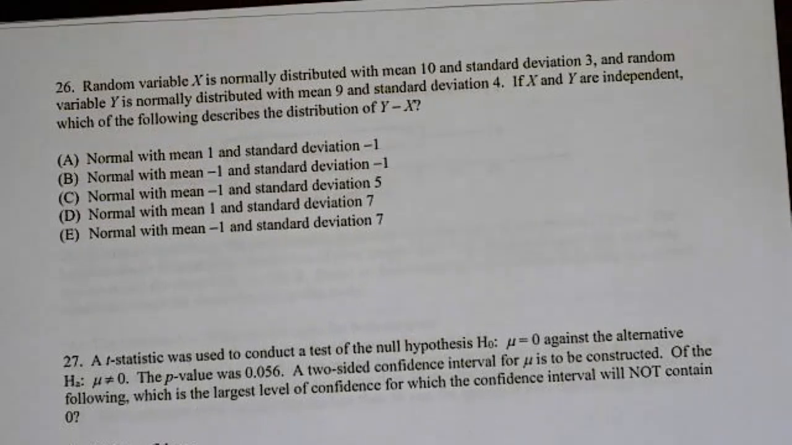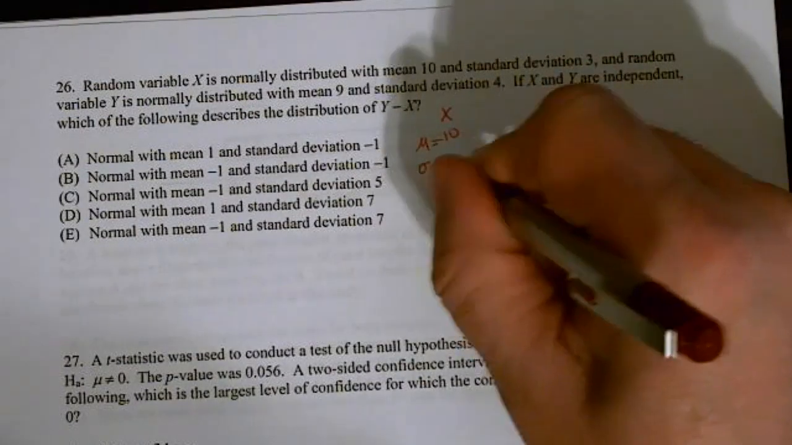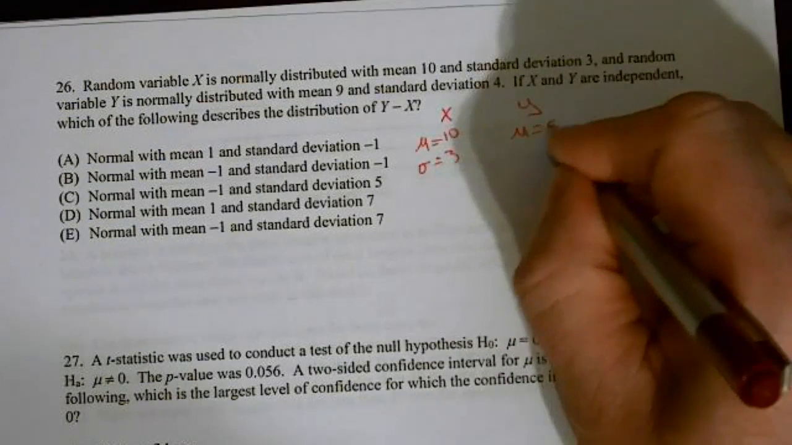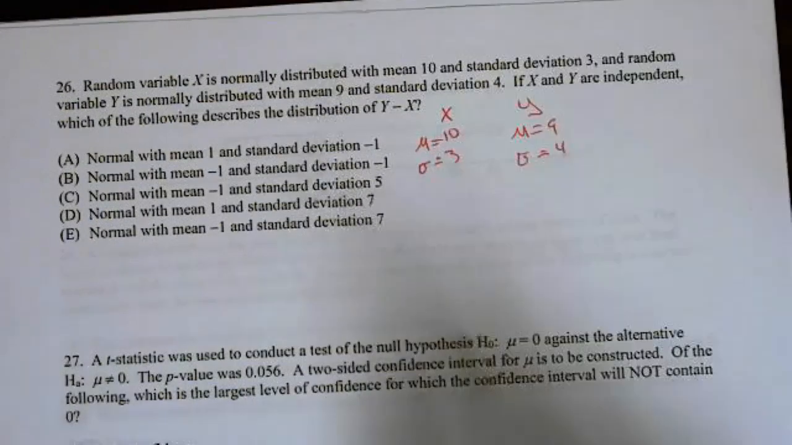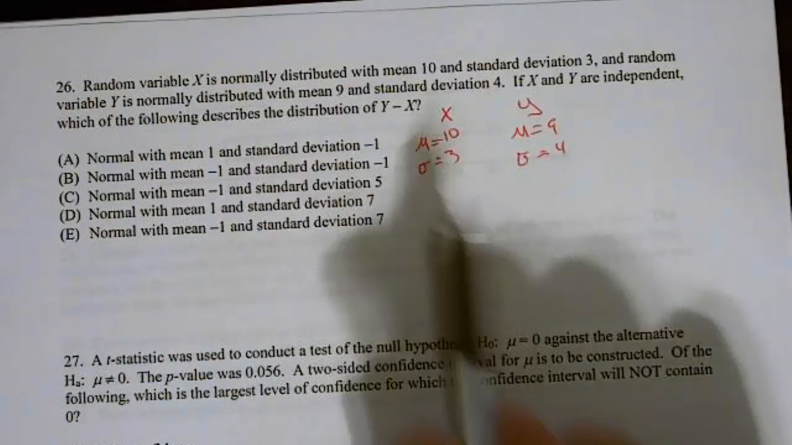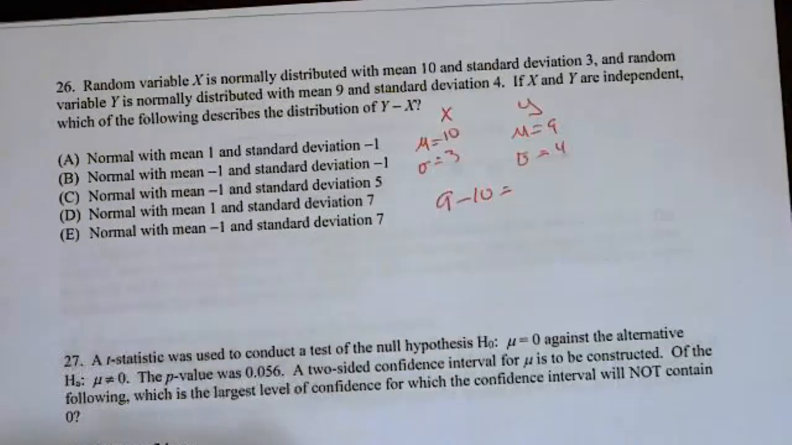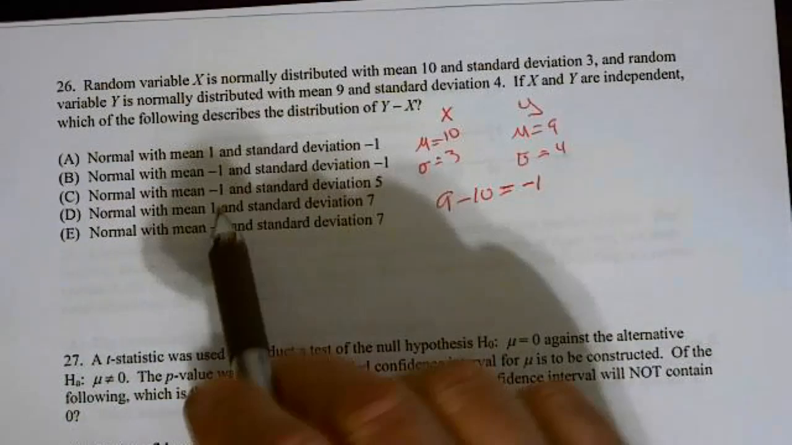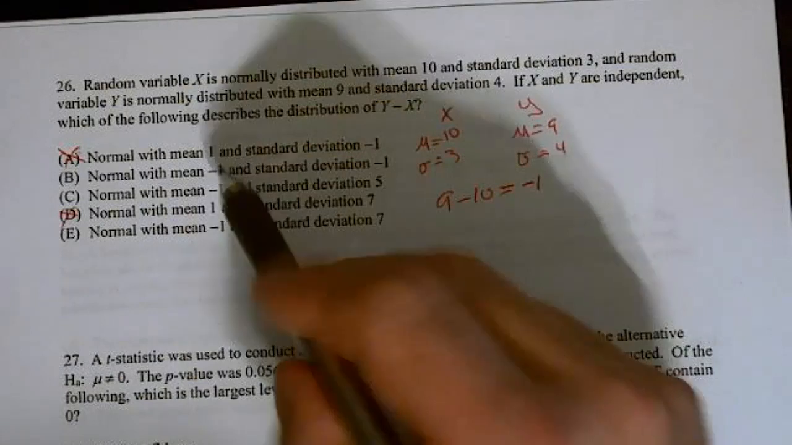Random variable X is normally distributed with a mean of 10 and a standard deviation of 3, and Y has a mean of 9 and a standard deviation of 4. If X and Y are independent, which of the following describes the distribution of Y minus X? Y minus X is 9 minus 10, because we can combine means directly and just add or subtract. We end up getting negative 1. So normal with a mean of 1? Nope. It has to be one of these with negative 1.